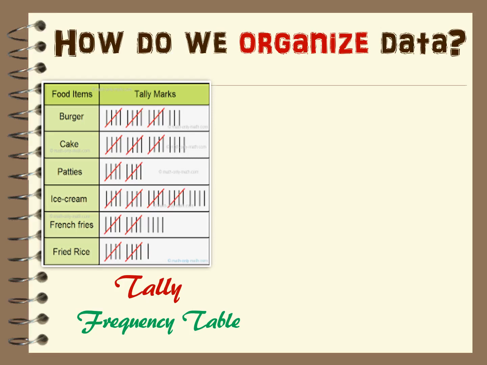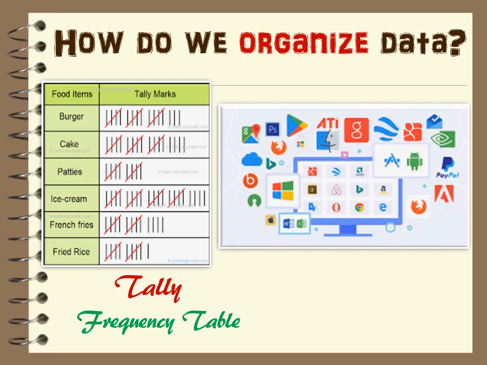Tallies are a way of counting by drawing a short vertical line to record each item as you count it. Okay, so that is one. Another one is coding data or using computer programs. Data organization is the practice wherein we categorize or classify our data to make it more usable.